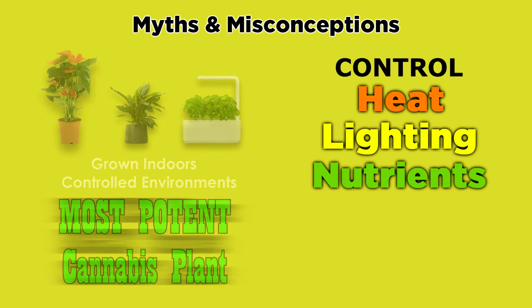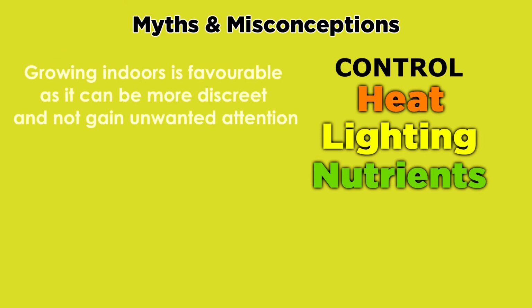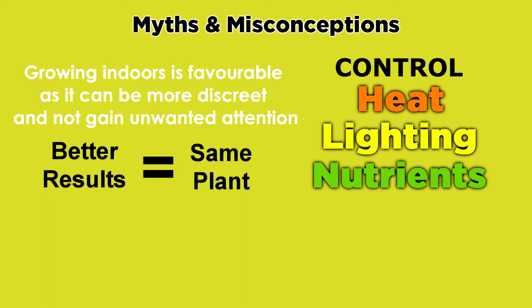Another advantage to growing indoors is that it can be more discreet and not gain any unwanted attention. By growing indoors and controlling the heat, lighting and nutrients, you can produce the most sought after crops, and this furthers the rhetoric that skunk is a stronger cannabis, where actually you are getting better results from the same cannabis plant.